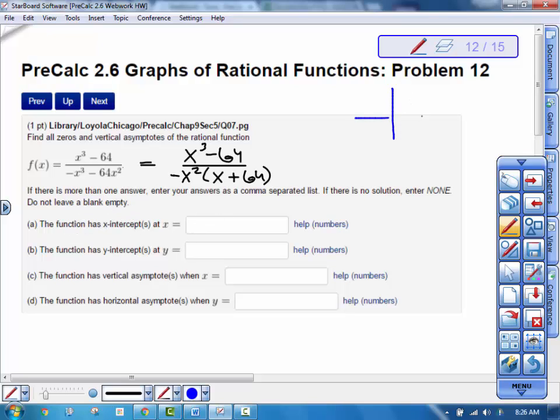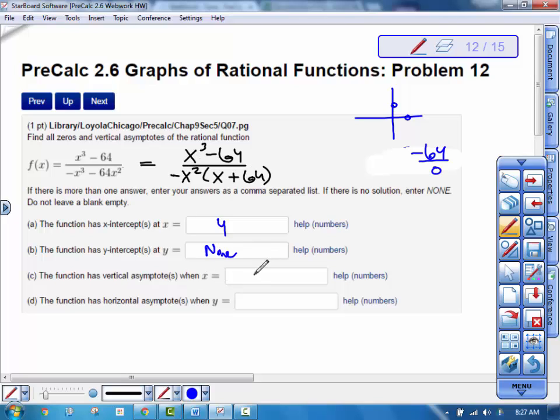The x-intercepts, keep in mind, on a graph is where y is 0, so that's where the top is 0. And actually, if you set x cubed minus 64, you add 64 and then take the cube root, you get 4. So that's the one spot where we have an x-intercept and the top is 0. And then the y-intercepts occur where x is 0. So if you plug in 0 for x, you get negative 64 over 0. That's undefined, so there's none.